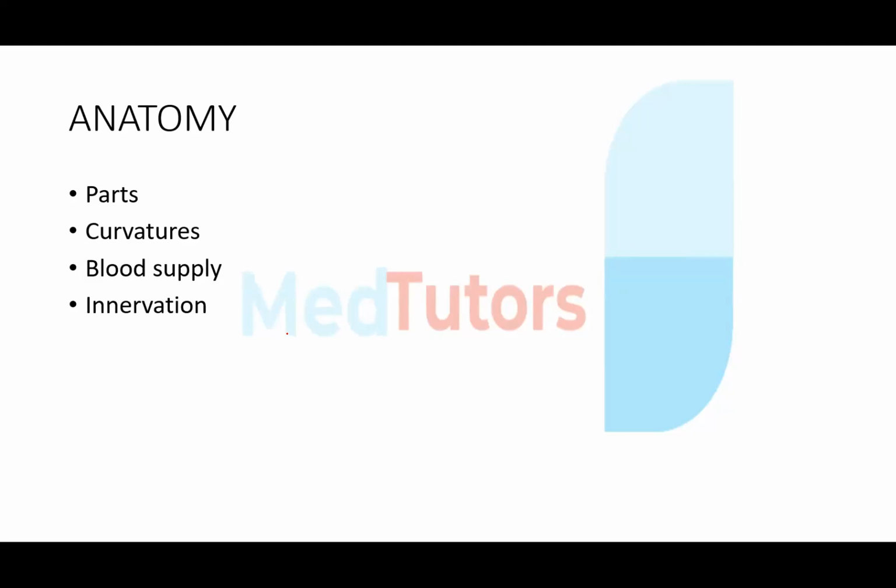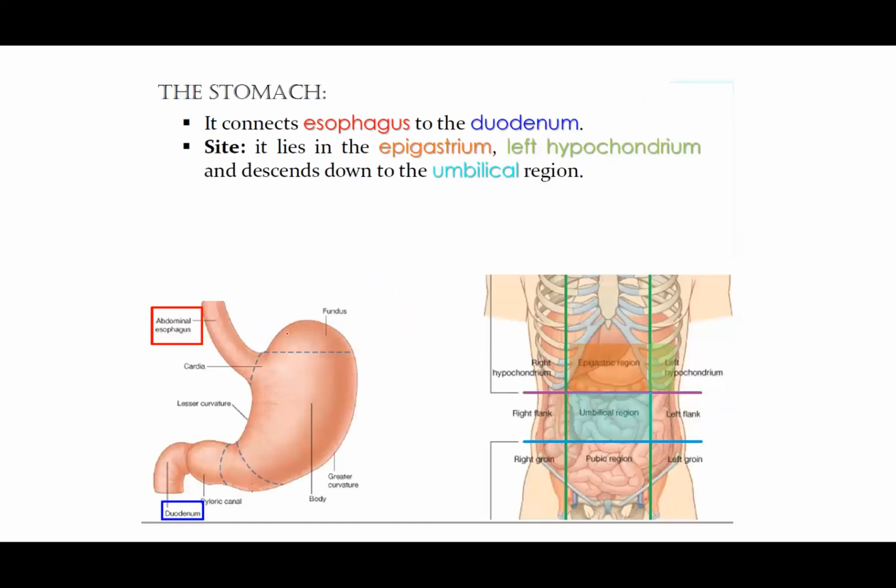So we'll briefly look at the anatomy of the stomach and the duodenum, and we should know that the stomach connects the esophagus to the duodenum, and it lies in the epigastrium. Okay, this is the epigastric region, the left hypochondrium, as well as some parts of the umbilical region. Sometimes the stomach might elongate in GOO to even reach the pelvis because of chronic obstruction. But basically, the stomach occupies the epigastric region, left hypochondrial region, as well as the umbilical region.